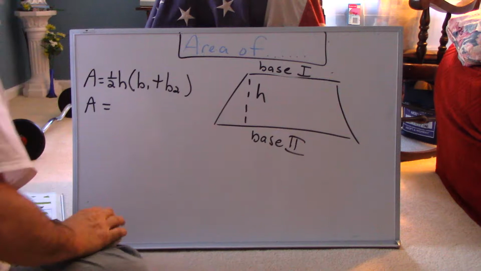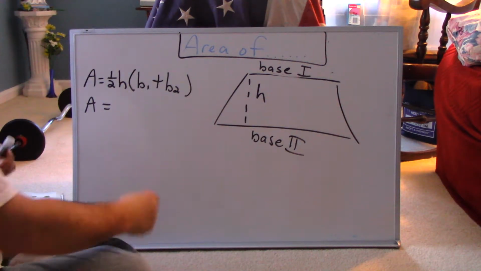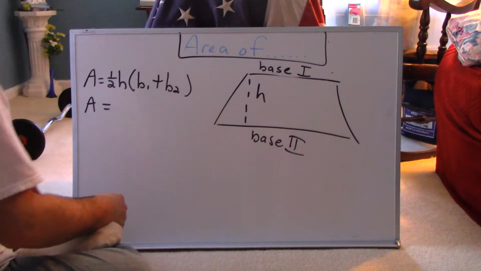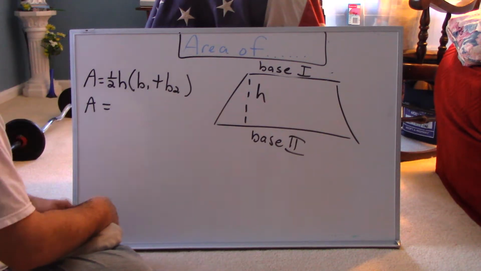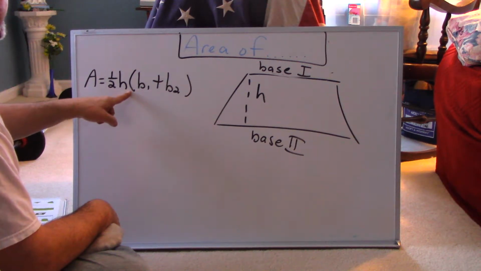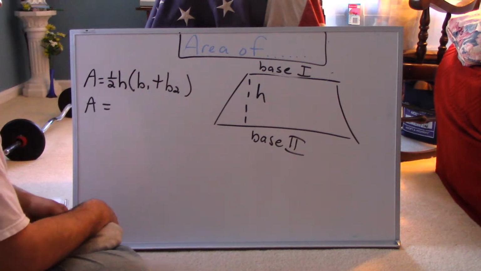Okay. I'd like to do area of a trapezoid. Now, the area of a trapezoid equation can be a little confusing. It's 1/2 the height times base 1 plus base 2.